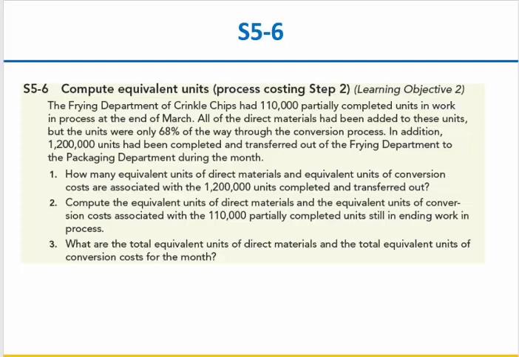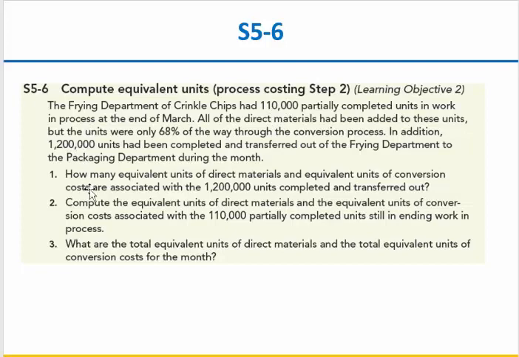In addition, you are going to work on 1,200,000 units that had been completed and transferred out of the frying department to the packaging department during the month. So you probably can figure out the total number of physical units, because all you have to do is add the physical units in ending inventory to the units completed and transferred. So I would add 110,000 to 1,200,000 to figure out the number of total physical units.